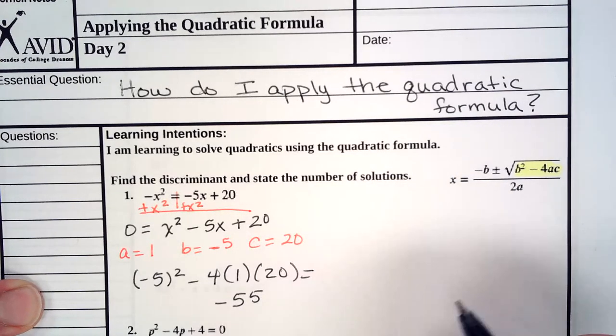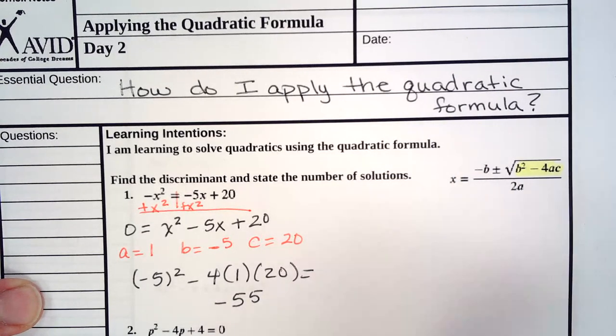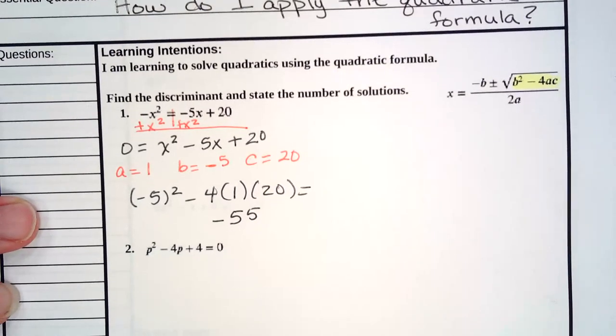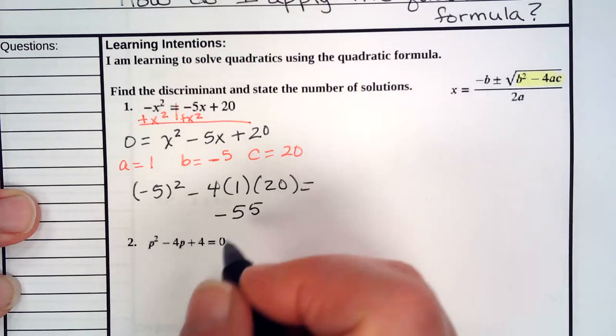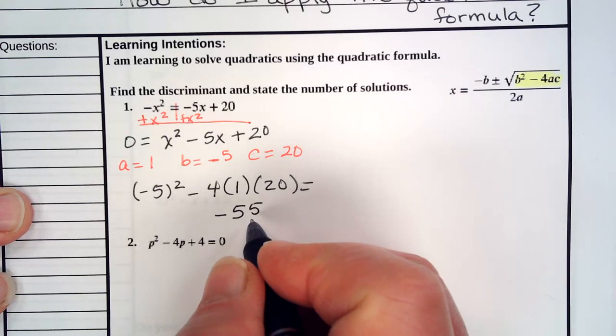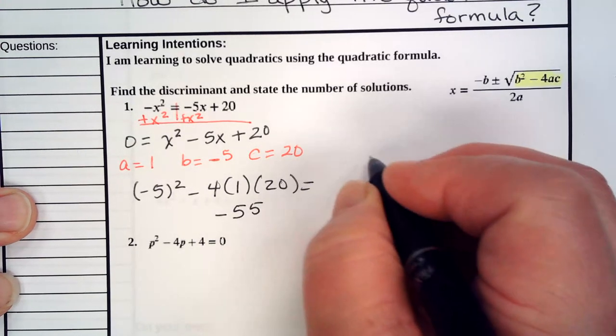How many solutions will I have? If you said no real solutions, you are correct, because at this point you do not know how to take the square root of a negative number.